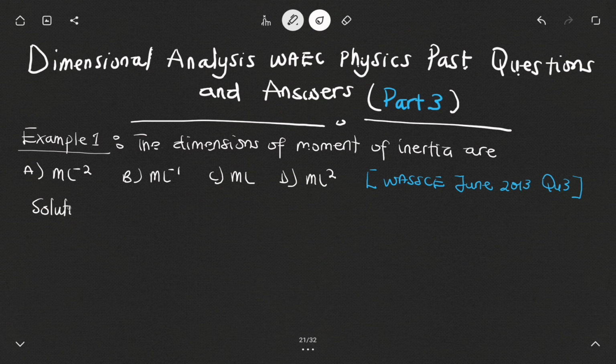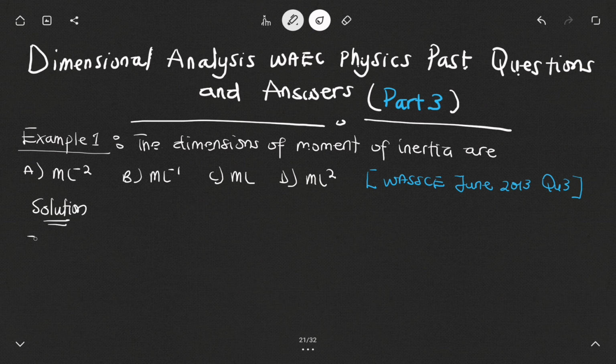So, solution. Now, dimensional analysis involves the fact that the student has to know the formula for most of the quantities that we use in physics. So if you don't know the formula, you are going to be found wanting. So I suggest that you memorize as many formulas as possible.